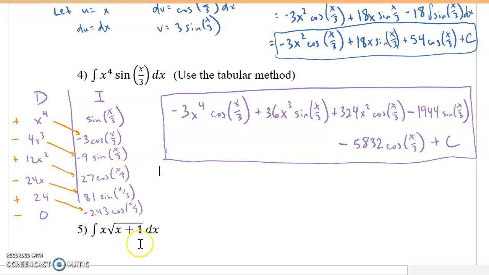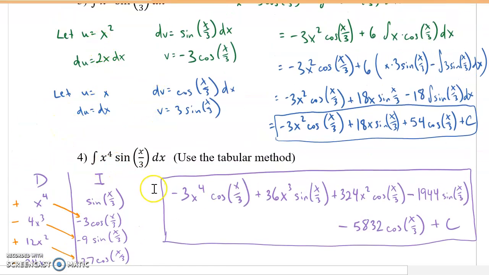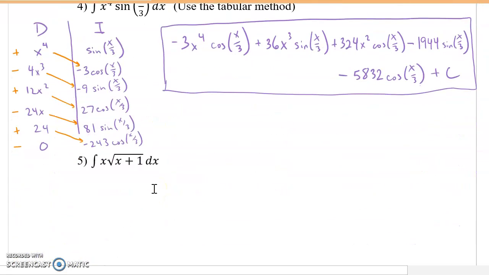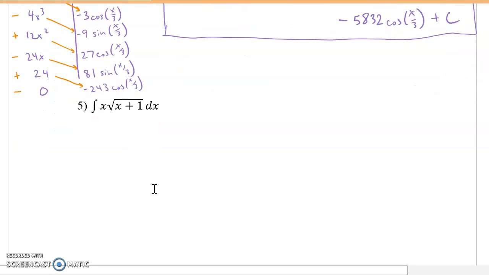So we could use this on the next one. I'm not going to, because I only like the tabular method when it goes several iterations. If it's 2 iterations or more, then I'd probably use the tabular method. Anyway, so this next problem, example 5, should look kind of familiar because we've done this in the past.